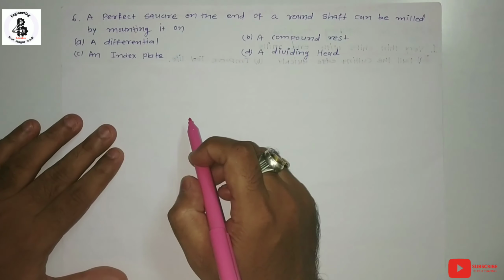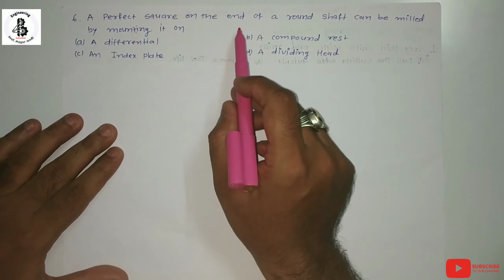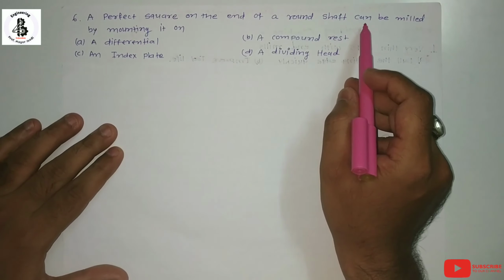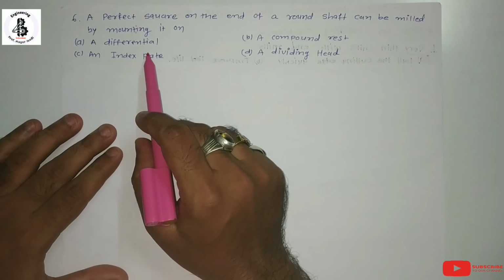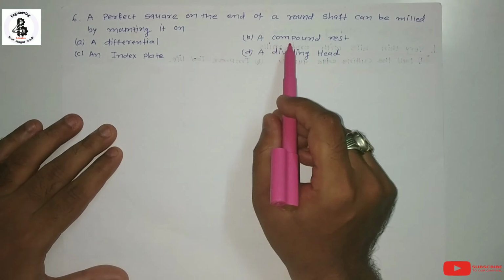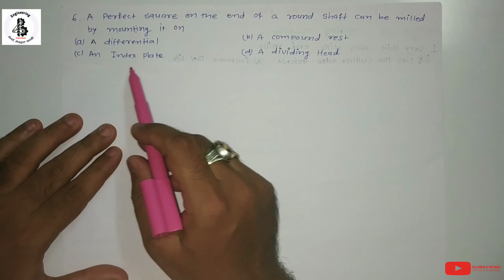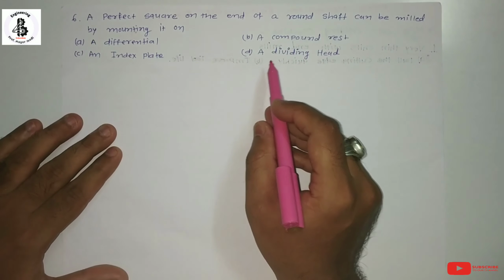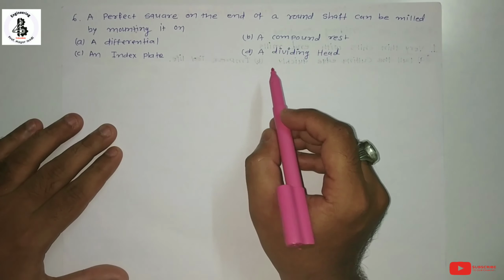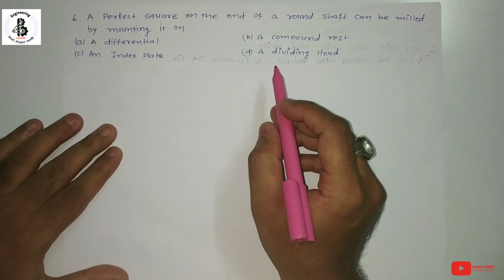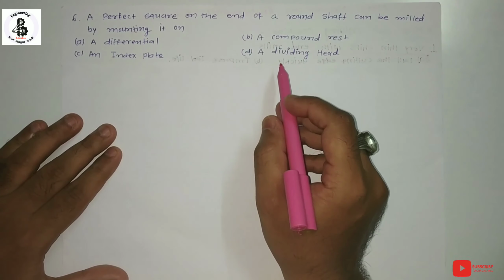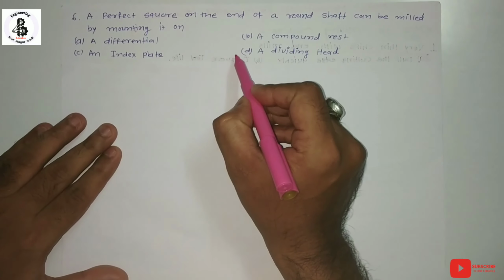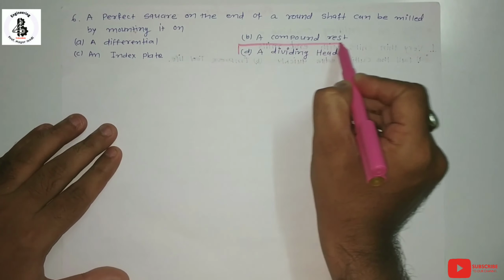Then next question. A perfect square on the end of a round shaft can be milled by mounting it on option A. Differential. Option B. A compound rest. Option C. An index plate. And option D. A dividing head. So basically, the dividing head will be used for dividing the periphery. So by the application of the dividing head, a perfect square on the end of the round shaft will be possible. So the right answer is option D.